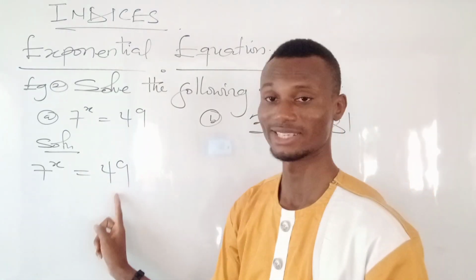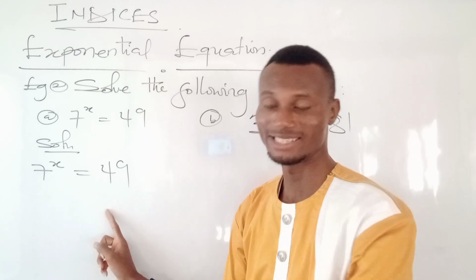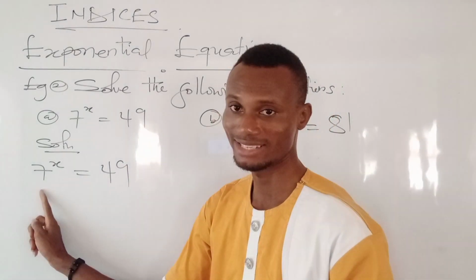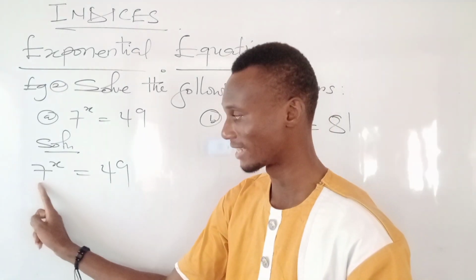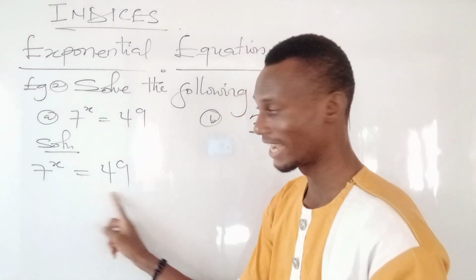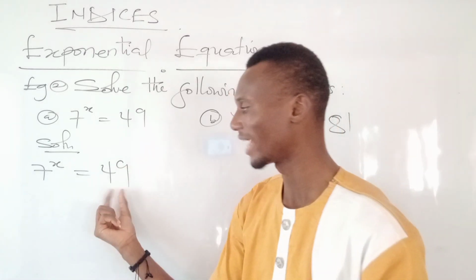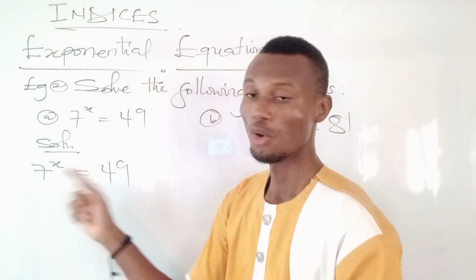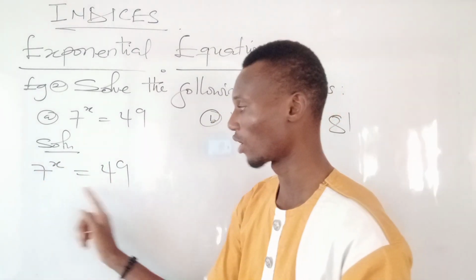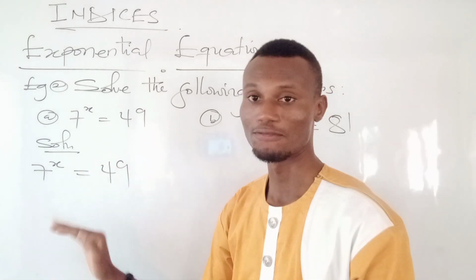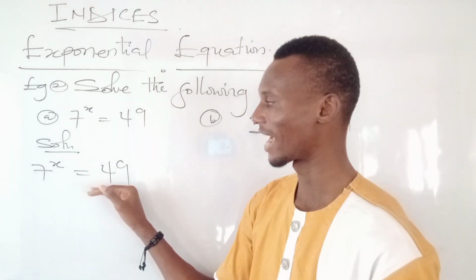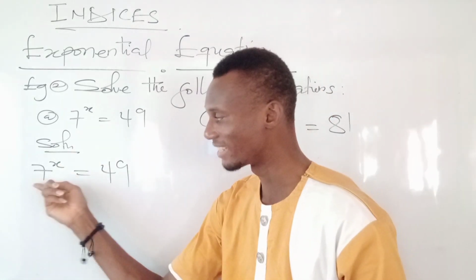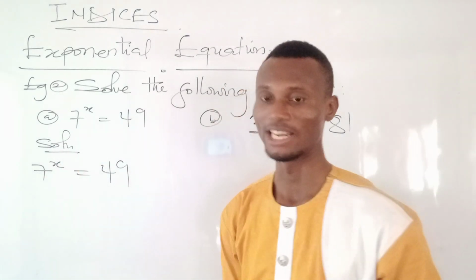It means this 49, I have to express it as 7 to the power something because it needs to have the same base as the 7. Here it has base 7 and here it is 49. Until we make sure that this 49 is also written as 7 to the power something, we cannot equate powers, because the bases need to be the same before we can equate the powers. So this 49, I have to write it to look like 7 to the power something so that it will have the same base as this 7. Then we can equate the powers.